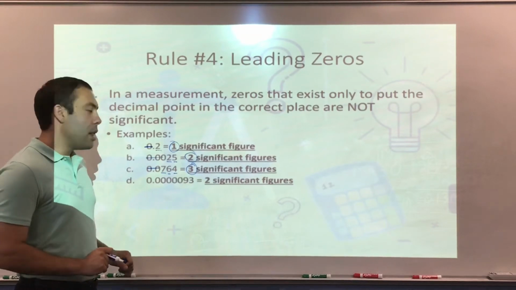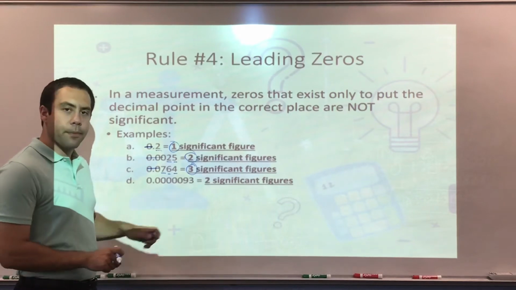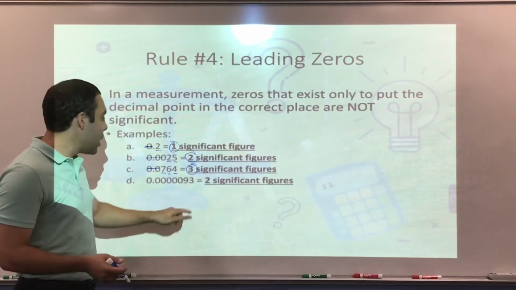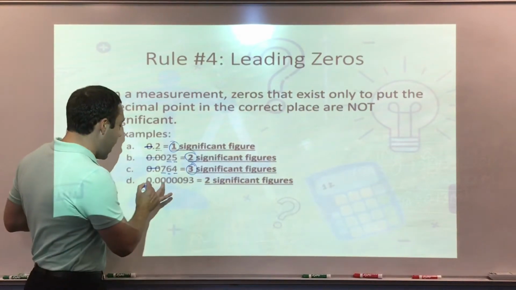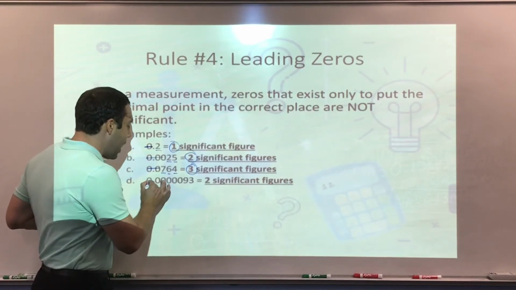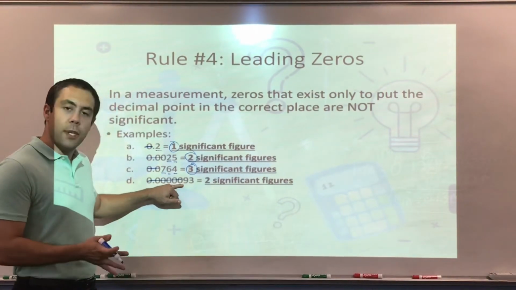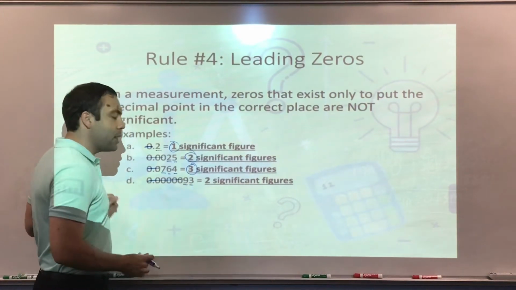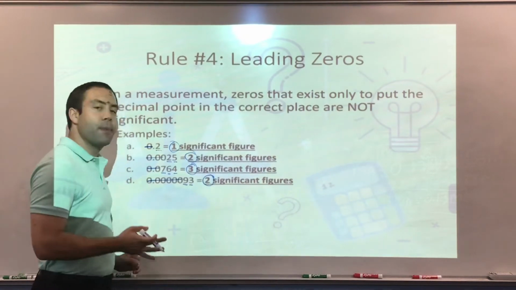And finally, letter D, 0.00000093. Once again, these zeros are only there to hold the place, to make sure the 9 and the 3 are in the correct location. If they weren't there, this is a completely different number. 0.000093 is a completely different number than 93. Those zeros, once again, are only there to hold the place. And these two non-zero numbers, 9 and 3, are the only significant figures in this measurement.